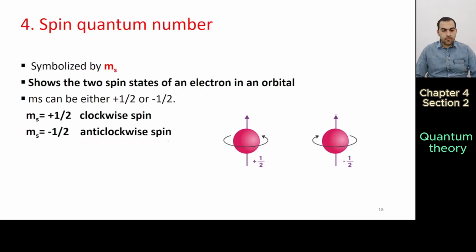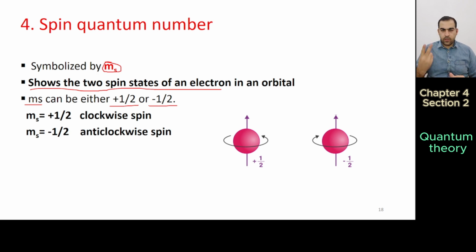Okay. Spin quantum number. It describes the electrons in the orbitals. What of the electrons? Spin states. It is symbolized by ms and shows the two spin states of an electron in an orbital. ms can be either positive 1 over 2 or negative 1 over 2.